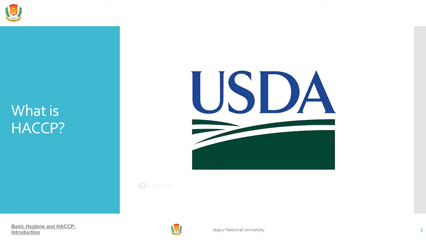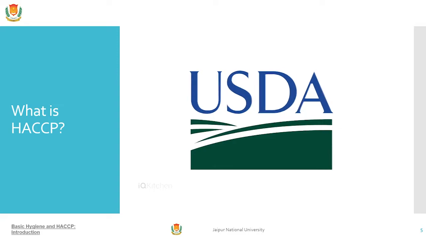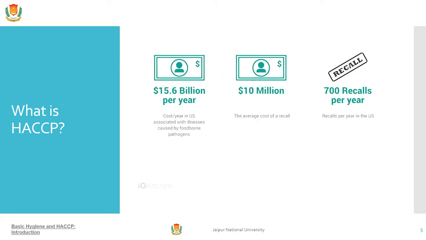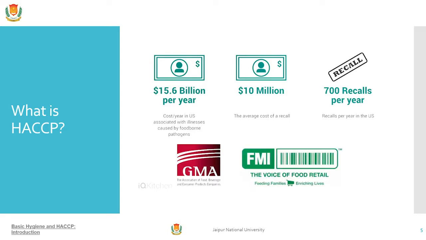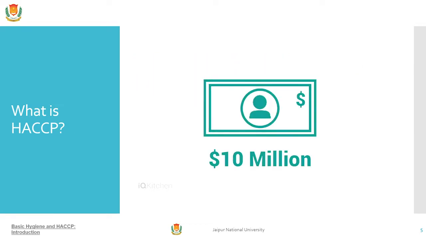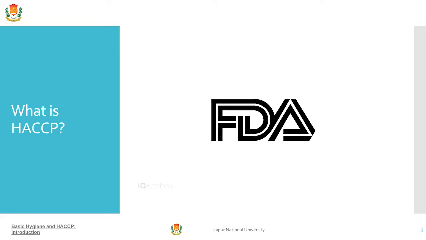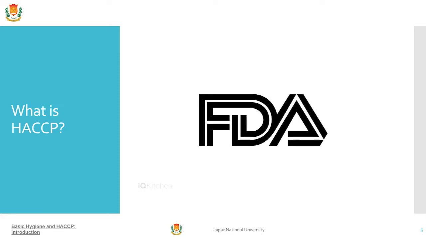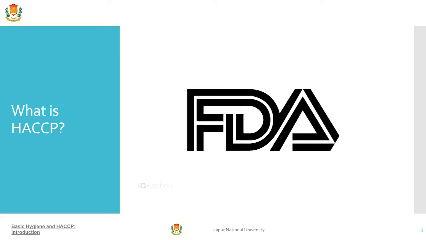A 2014 estimate from the Department of Agriculture placed the direct and indirect costs associated with illnesses caused by major foodborne pathogens at $15.6 billion per year. In 2012, the Grocery Manufacturers Association, GMA, and the Food Marketing Institute estimated that the average cost for a food recall in the United States was $10 million. Presently, the FDA gets involved in about 700 food-related recalls per year.